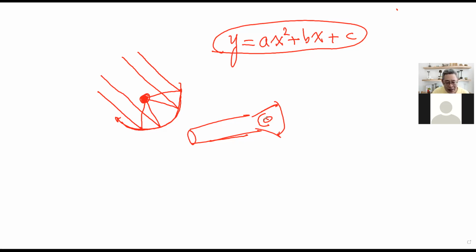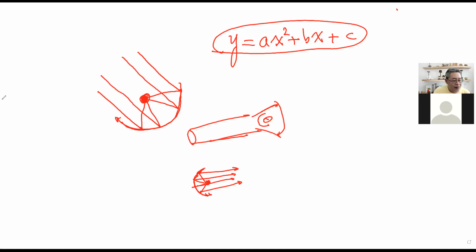Now, if you use it as a flashlight, it's the other way around. The light bulb is at the focus, and when the light reflects, it all moves in a straight line like this. Okay.